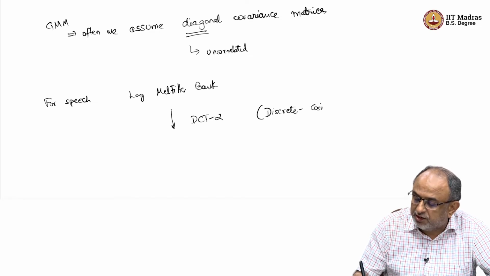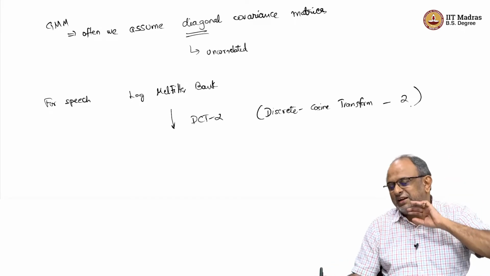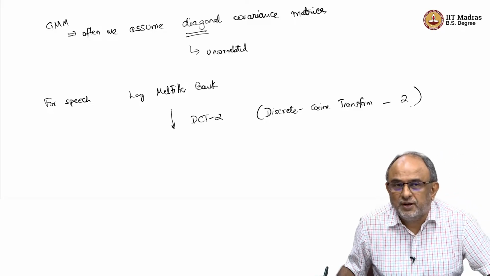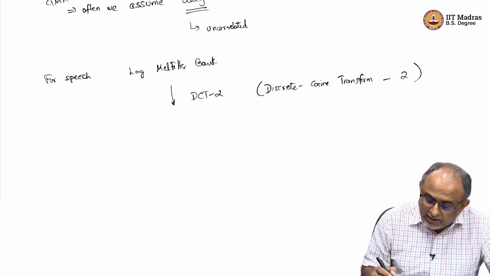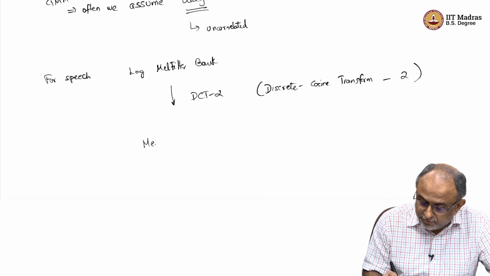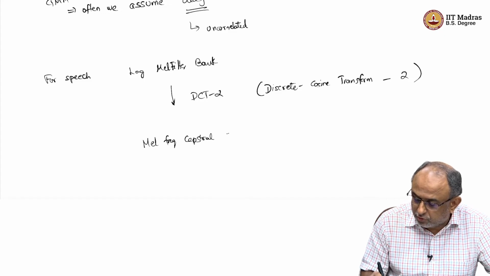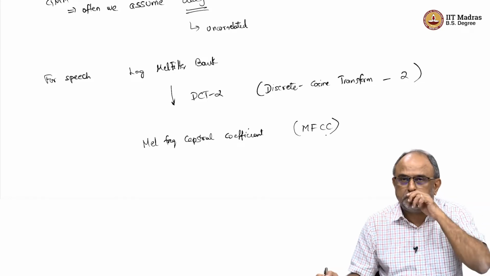There are 16 actually, you can look at it, but at least 8 are there. So, we are taking the second variation of it, DCT2, and then we get what we call the Mel-Frequency Cepstral coefficient, and often this term MFCC will be used.